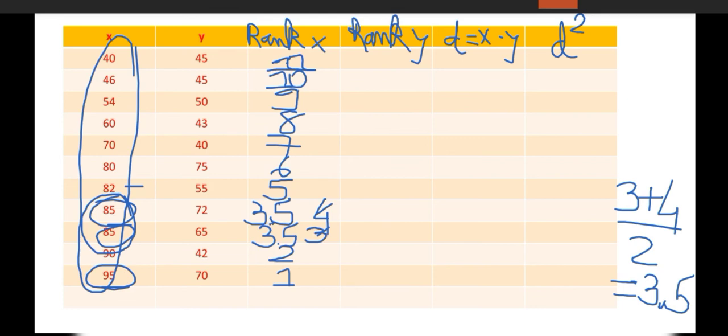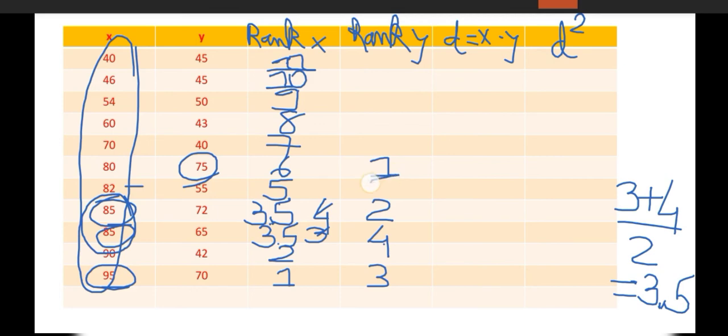Same way for rank y. Find out the highest value. So here, as you can see, the highest value is 75. I'm assigning it rank 1. The next value is 72. Give it rank 2. Then 70, placing rank 3. Next value we are having is 65, which is here. So it will be rank 4.